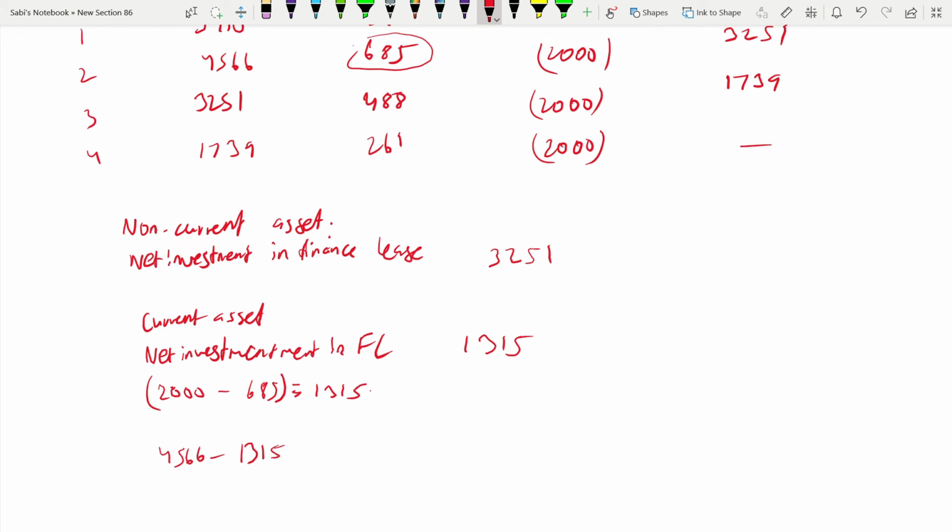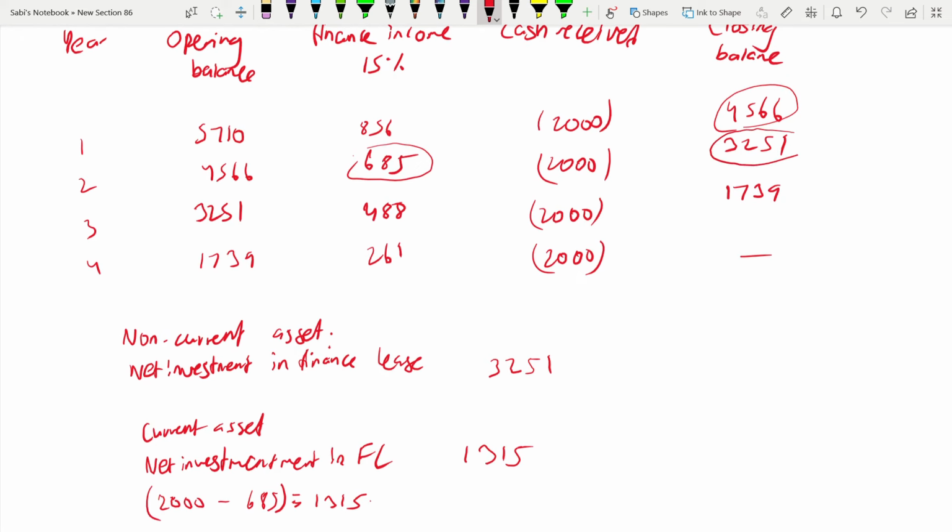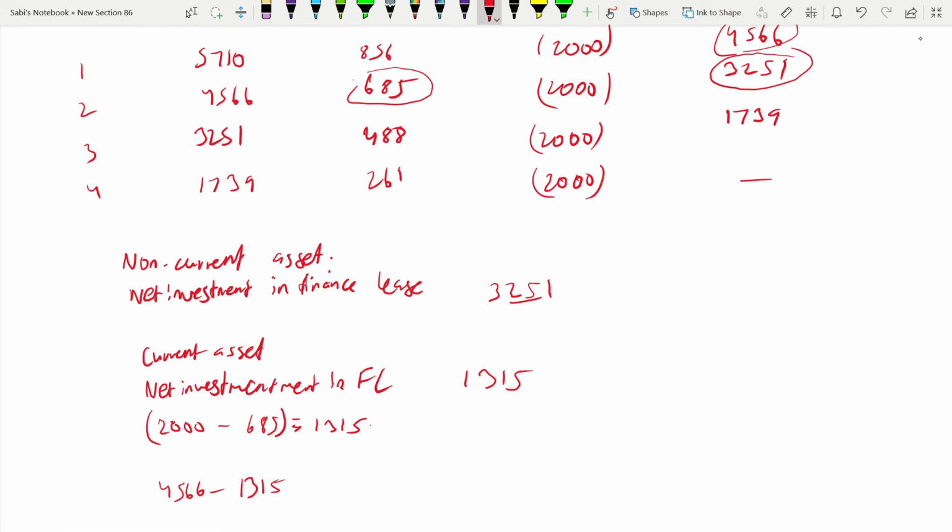If you see this one, you see closing balance of the second year is a non-current asset here. Why? Because it moves beyond 12 months, end of the second year. So it's more than 12 months. More than 12 months means it's non-current. It cannot be under current assets. So 3251. But why we have to do this working? Because we want to find the current asset first. Anyway, if you do this method or just write 3251, non-current asset is fine. But what about the current asset?